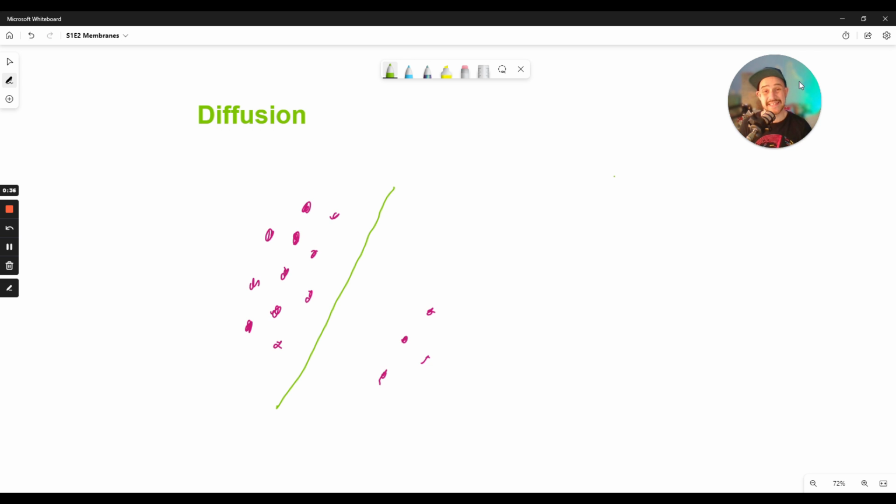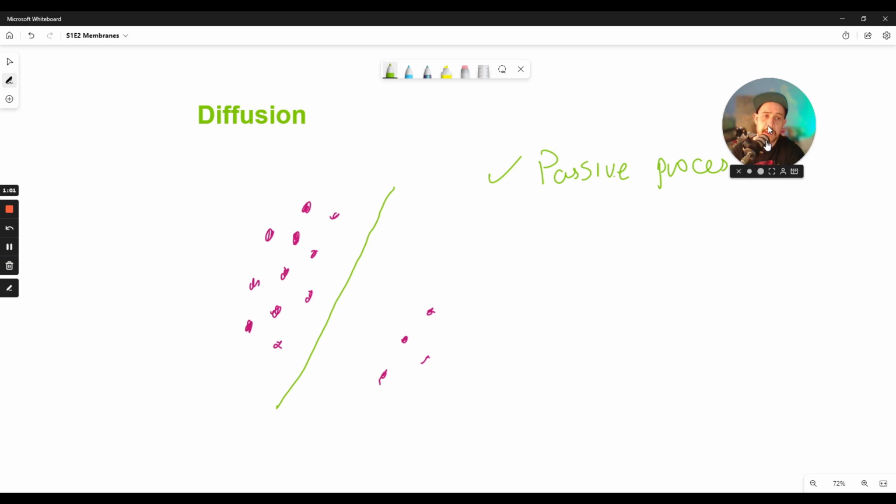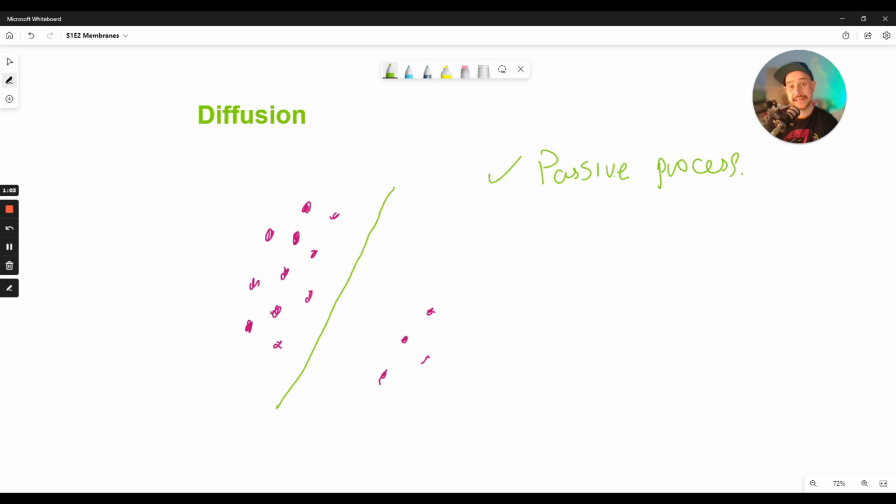So we're going to start with the most basic. We're going to start with diffusion. And diffusion is a type of passive process. That means it does not require energy to occur. Okay, this occurs just naturally, and there's no kind of active process involved in the movement of molecules by diffusion. So let's make a note of that first of all. Our first key point then is that diffusion is a passive process. Okay, no energy is required for this to occur.